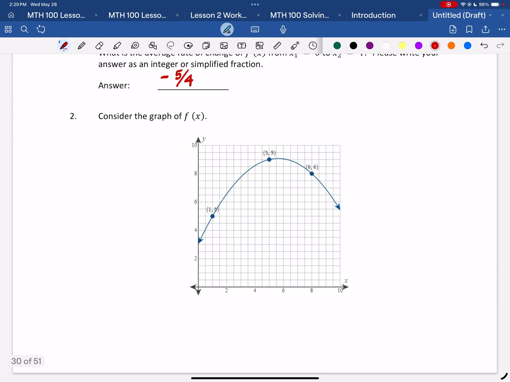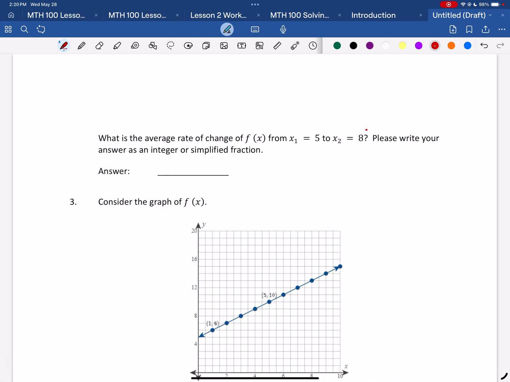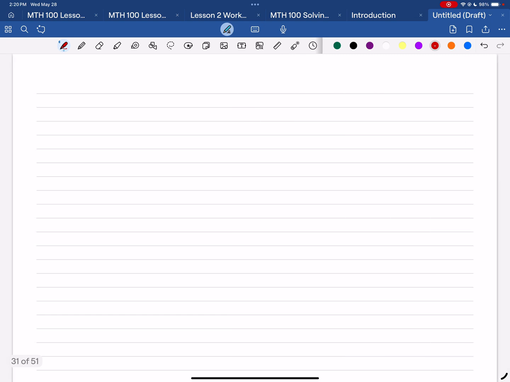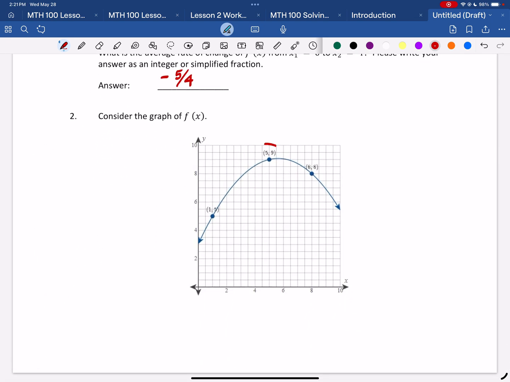Example number 2. Consider the graph of f of x. Let me look at the next page to see. So we're going from x is 5 to 8. So where x is 5, that's this point, 5, 9. And where x is 8, that's the point 8, 8.